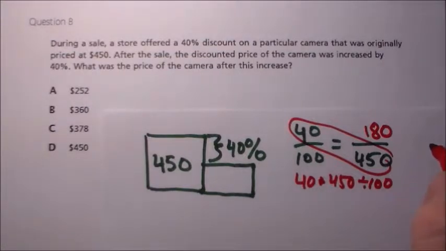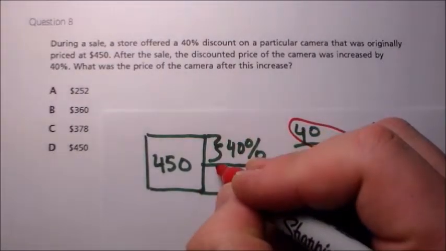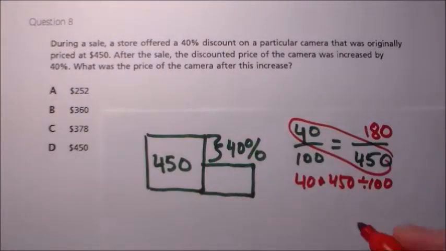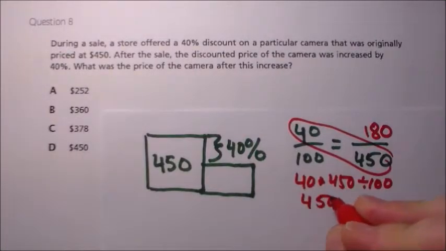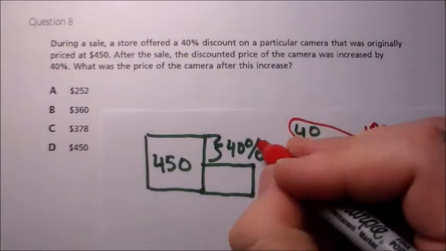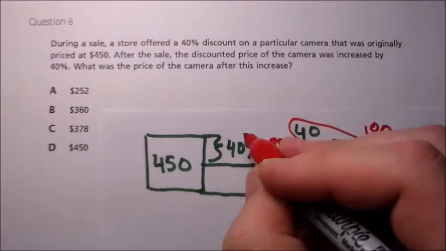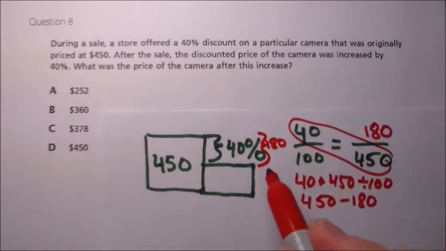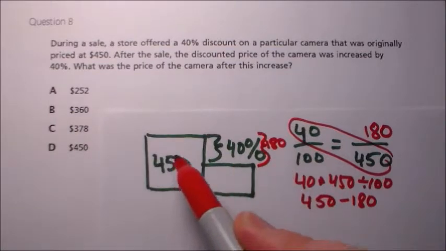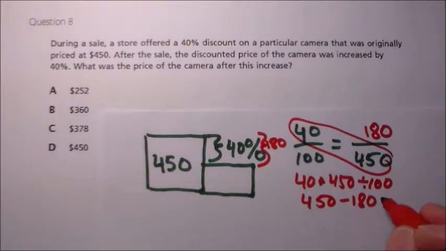So, is 180 the price you pay for the camera? No, 180 is the amount of the decrease. So you have to do 450 minus 180, because this 40% is 180. You have to subtract that from 450 to get the amount the camera costs after the 40% discount, and that is 270.